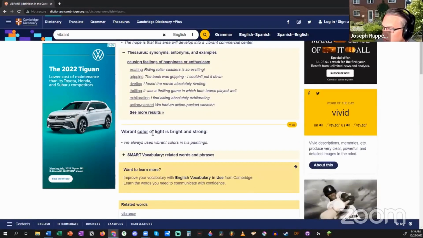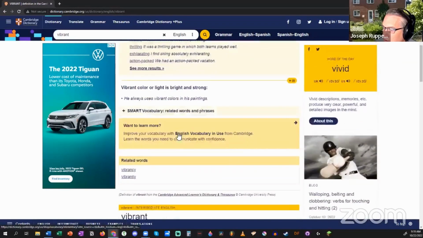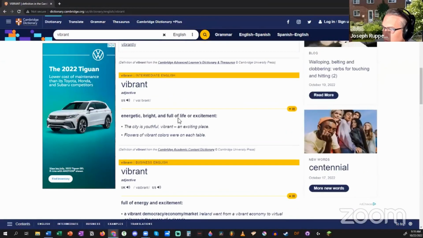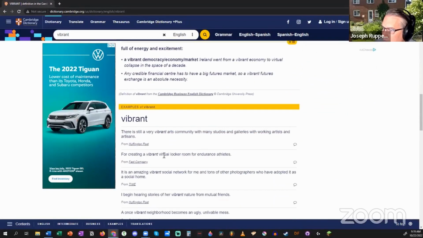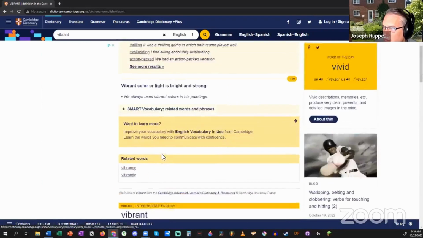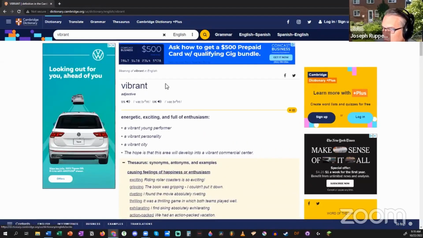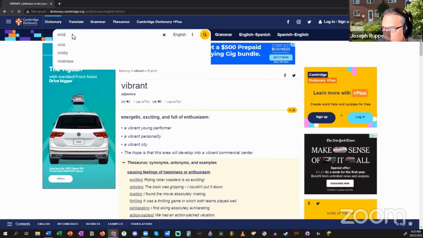Vibrant color, here we go. Vibrant color or light is bright and strong. He always uses vibrant colors in his paintings. So bright and strong. Full of life, youthful, vibrant. So I think full of life, full of energy, full of enthusiasm. That's pretty good for vibrant, talking about vibrant colors, as opposed to vivid.